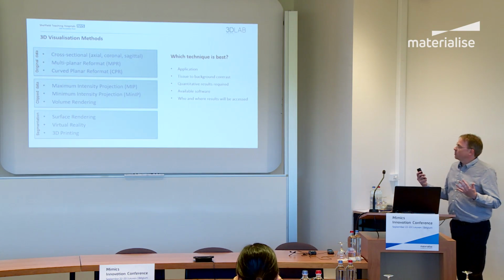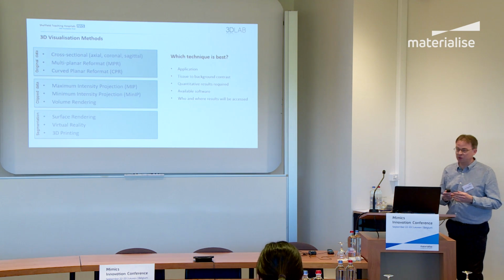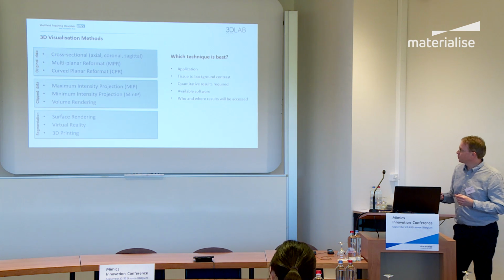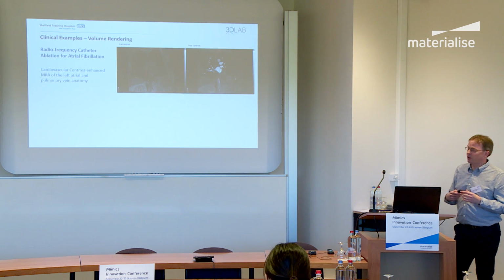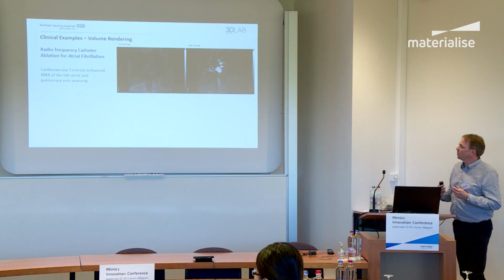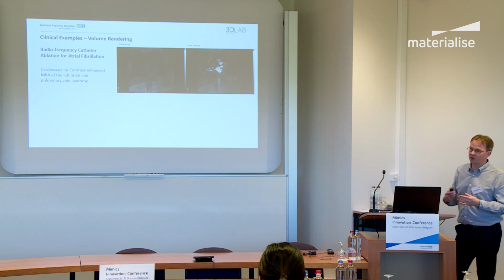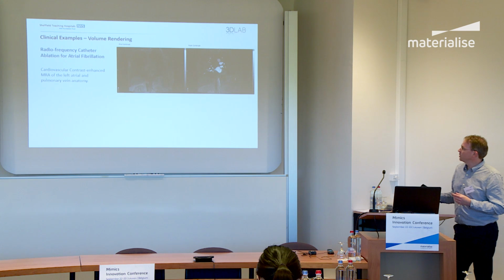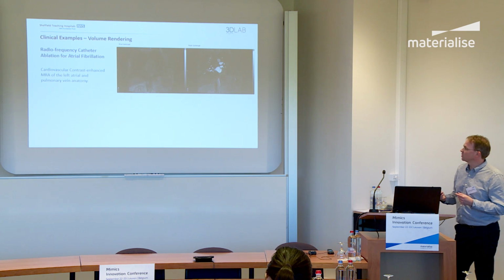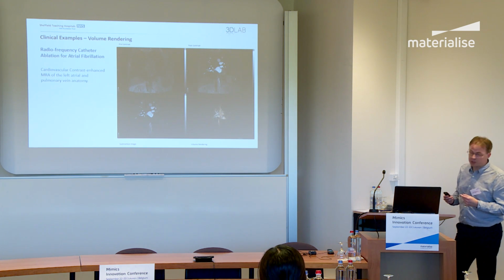So which technique is best? Well, it depends on these various different features here, and we tailor what results we produce based on these sort of criteria. So just to give very quickly a couple of examples of the type of processing that we're doing. So this is a volume rendering example for catheter ablation for atrial fibrillation, and we're producing a volume rendered image of the left atrium and pulmonary veins. So we do a subtraction of the image, and it gives us this volume rendered image here.